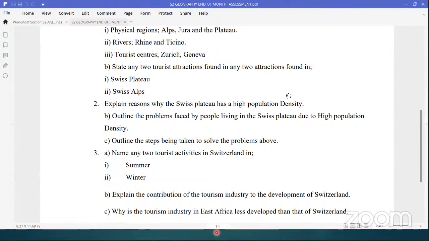Yes, let me ask Irene. Soil exhaustion due to overfarming. Exactly. Thank you. Because many people concentrate on that land. Though we have said that the land is fertile, if you overuse it because of high population, it becomes exhausted. So there's a problem of soil exhaustion.